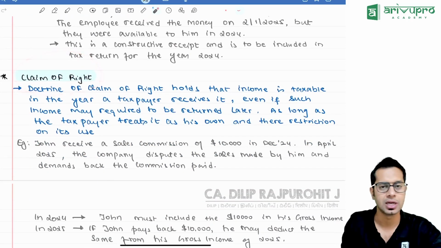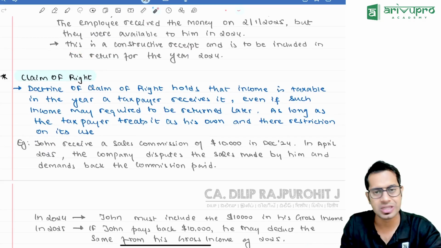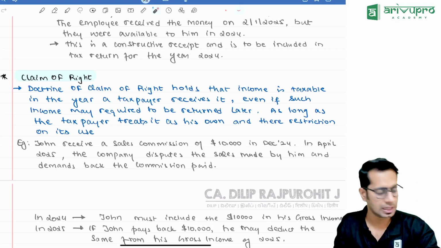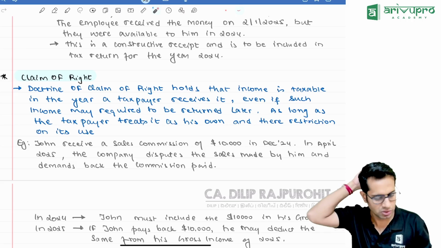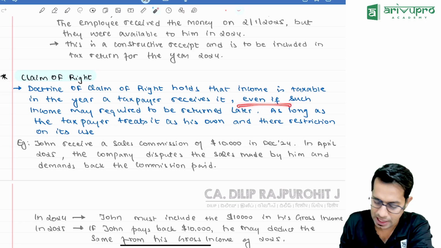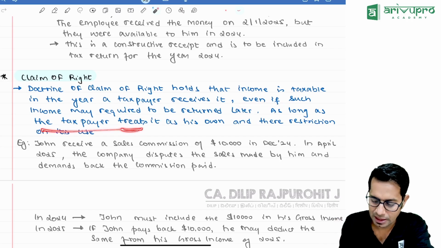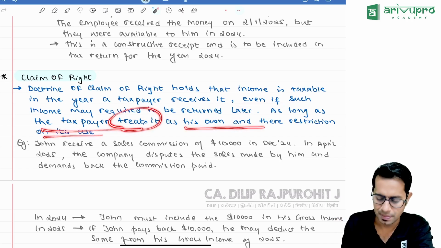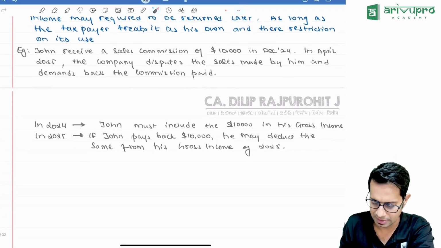Claim of right means what, sir? Doctrine of claim of right means if you have any income with you which you can use in any manner you want, that income, even if it becomes repayable in future, will be treated as your income. Doctrine of claim of right holds that income is taxable in the year when the taxpayer receives it, even if that income is required to be returned on a later date. As long as the taxpayer treats it as his own income and there is no restriction for its use, it will be taxable in his hands.